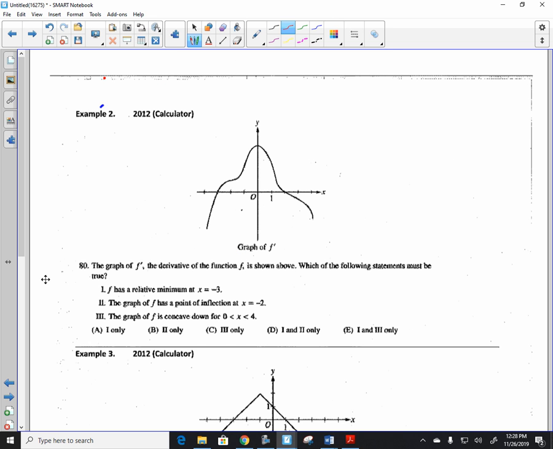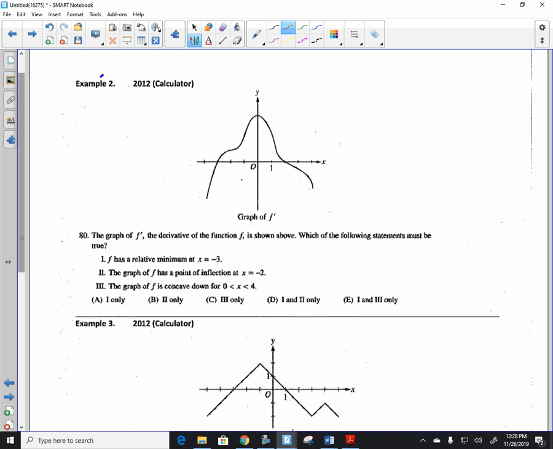Look at this one. You have 40 seconds. You can do it with a partner. Try, ready, set, go.